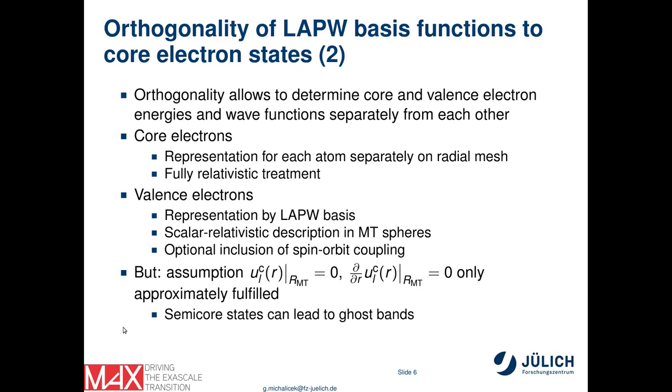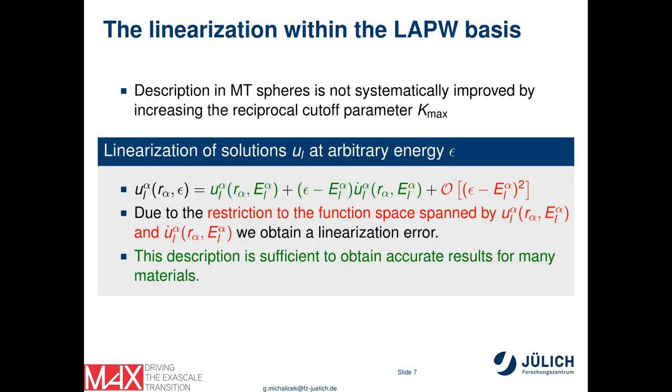But keep in mind that for this treatment to work in the way we want it to work, we have to have this condition that the core electron wave functions vanish in value and slope at the Muffin-Tin sphere boundary. But this is only approximately fulfilled, and for semi-core states this fulfillment may not be good enough, and then we may get some ghost bands, and this may lead to problems. So there we have to pay attention.